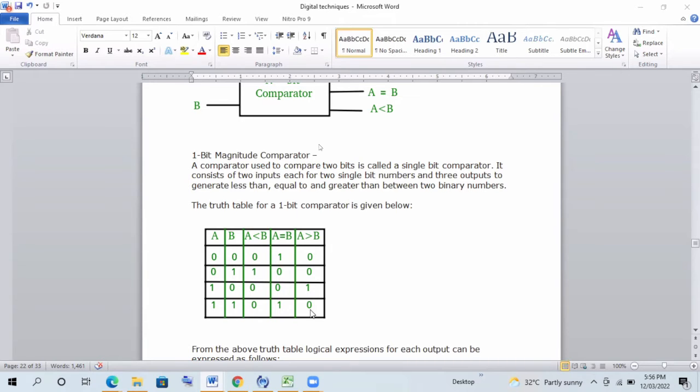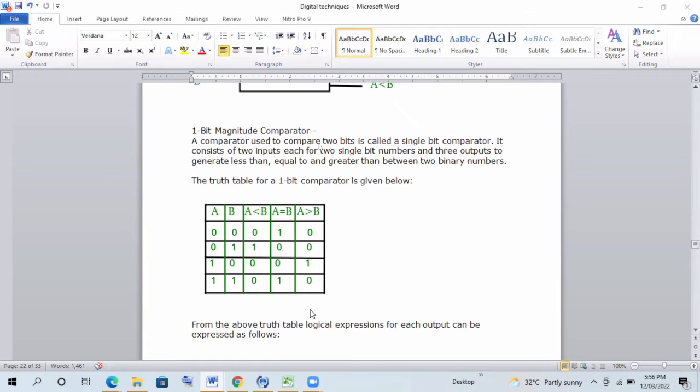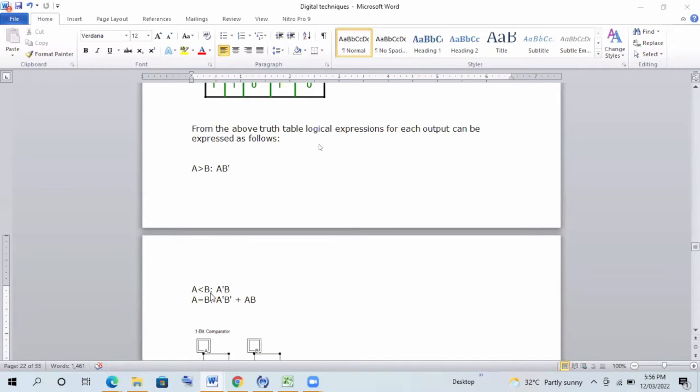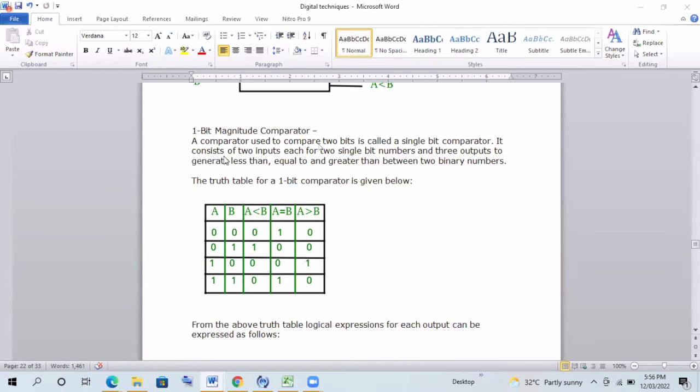So from the above truth table, the logical expression for each output can be expressed as, for A greater than B it is A dot B bar, for A less than B it is A bar dot B, and for A equal to B it is A bar dot B bar plus AB. Okay. So we can find out the expression by using the K-map.